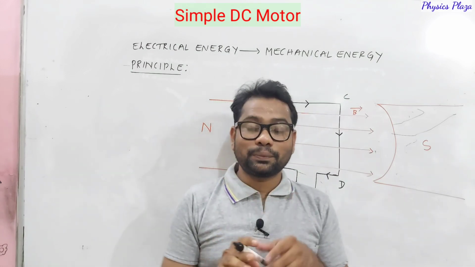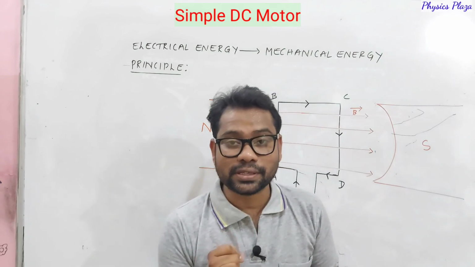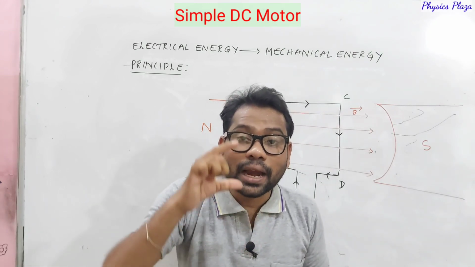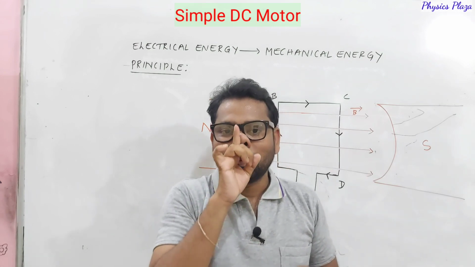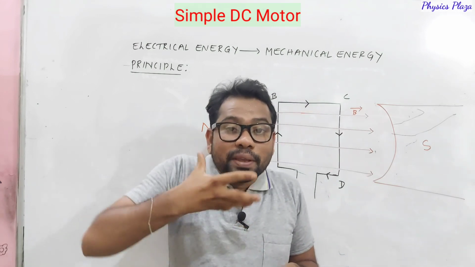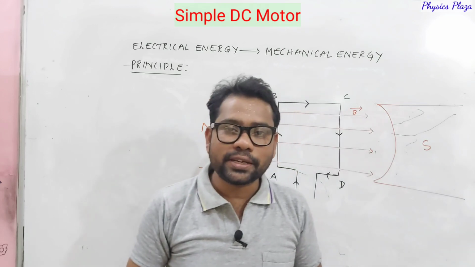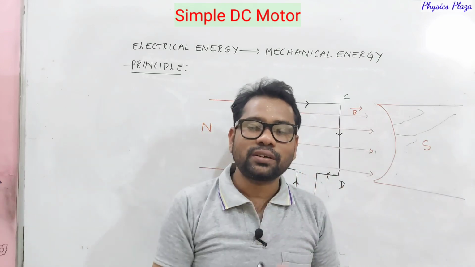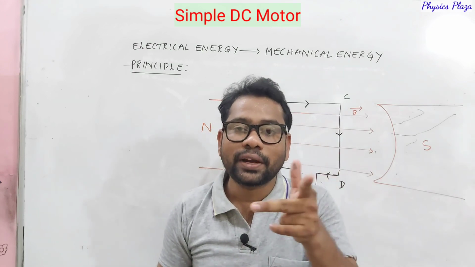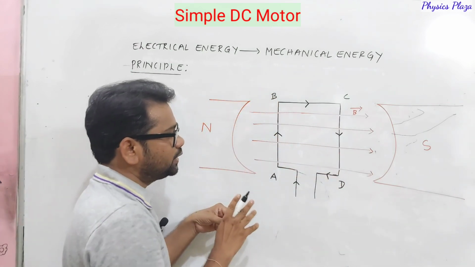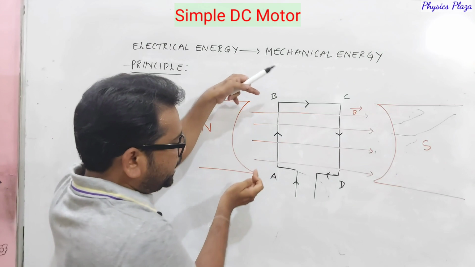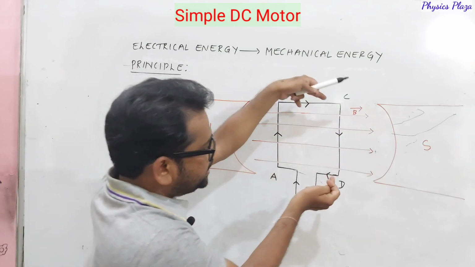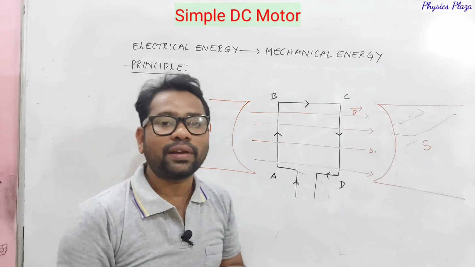Let us recall today's first topic. What happens when a current carrying conductor is placed in a magnetic field? Obviously, it experiences a force. How much force does it experience? BIL force. How do we find its direction? With the help of Fleming's left hand rule. Now we will see this discussion also. A to B is a conductor, B to C is a conductor, C to D is a conductor. Let us discuss what will happen.